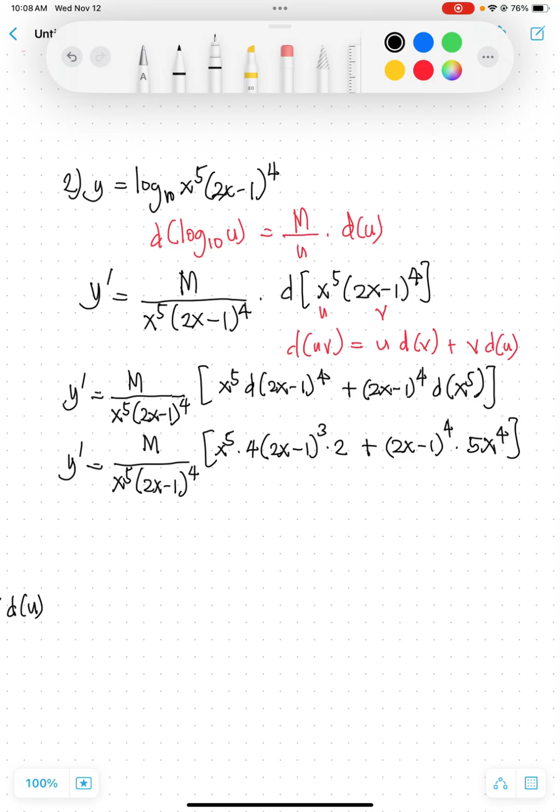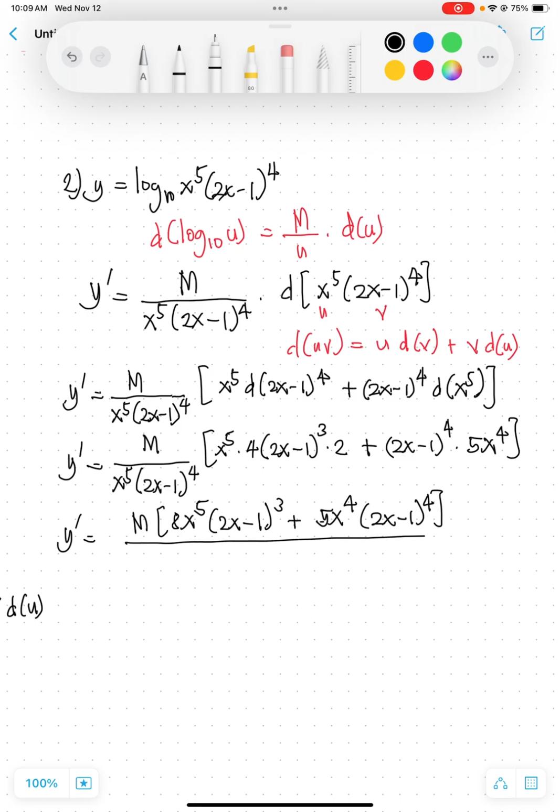So I will have y prime equals m and then times, so 2 times 4 is 8, so we have 8 x raised to 5 times 2x minus 1 raised to 3, and then plus 5x raised to 4 and then times 2x minus 1 raised to 4, and then divided by x raised to 5 and then times 2x minus 1 raised to 4.